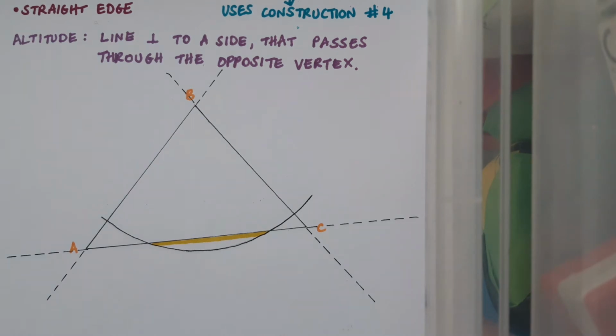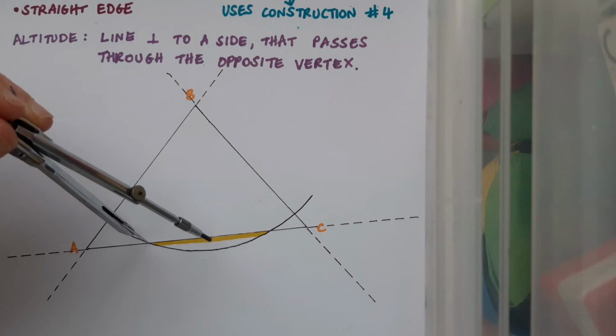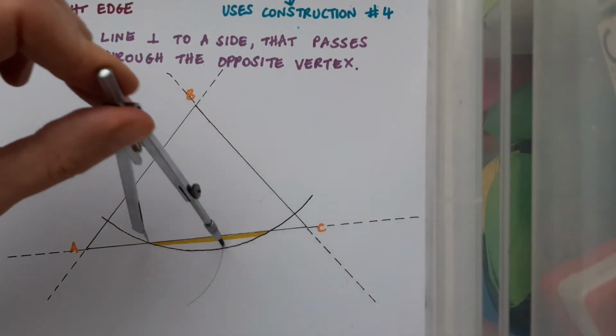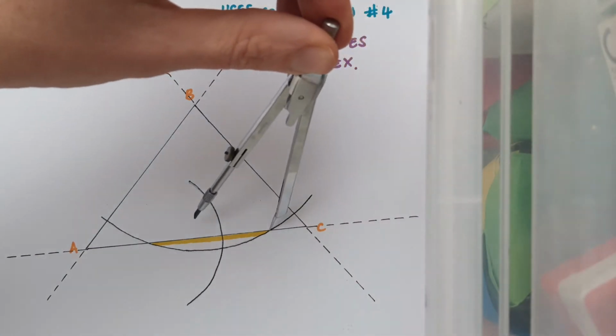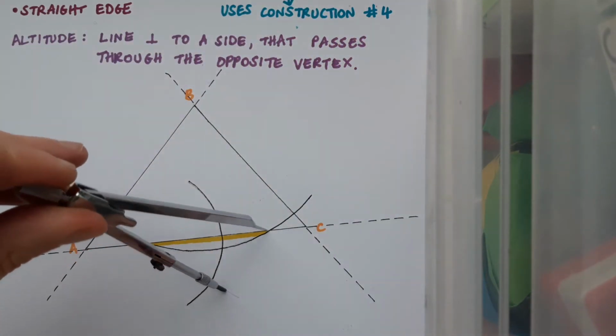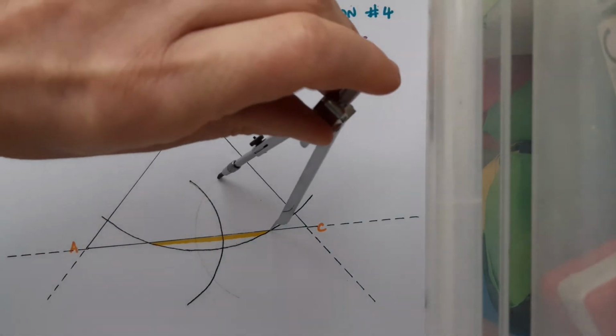Now I go ahead and construct a perpendicular bisector for this yellow bit as I normally would. I first check that my compass is open to more than half the length of this portion, and then I draw my arc above and below from the left hand side, and then I switch and draw my arc above and below from the right hand side.